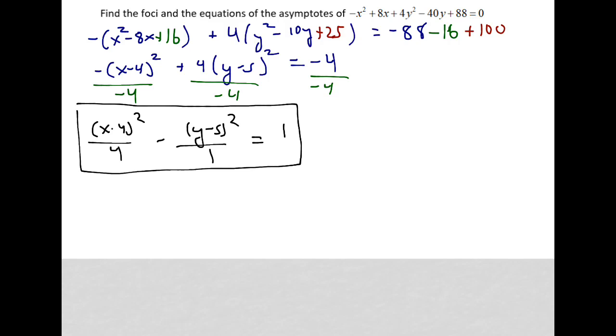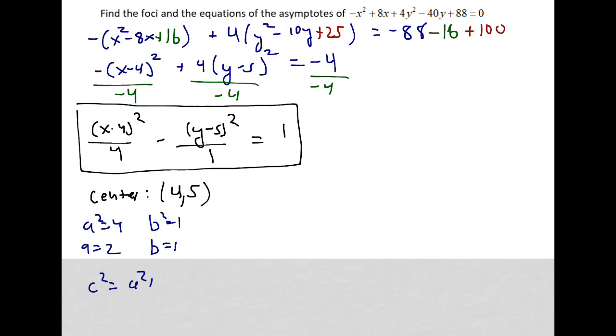Now you notice that the x term is first, or positive, and the y term is negative. So what is the center of this hyperbola? The center is going to be positive 4, positive 5. And we get that from this number here and this number here. Similarly, a squared is equal to 4, so a is equal to 2. B squared is equal to 1, so b is just going to equal 1 as well. Now c squared is a squared plus b squared, so c squared is going to equal 5. That means that c is the square root of 5.